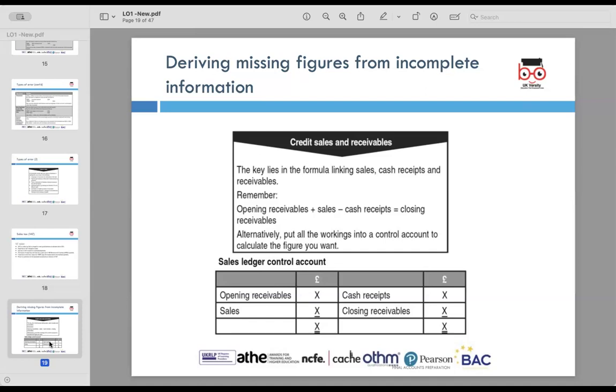Control account method. Utilizing a sales ledger control account aids in calculating missing figures. This account summarizes transactions related to sales, cash receipts, and receivables, enabling reconciliation and determination of the required figures.